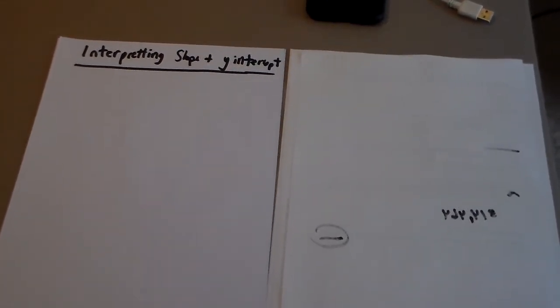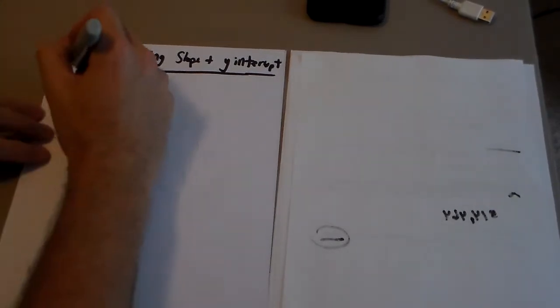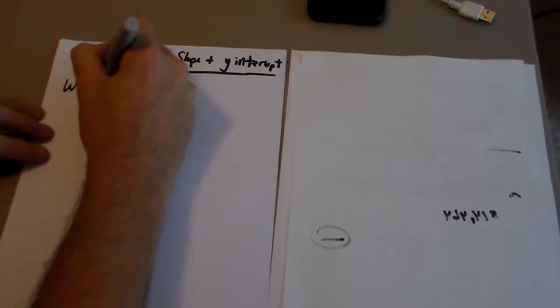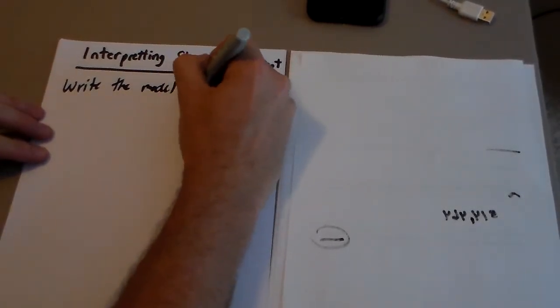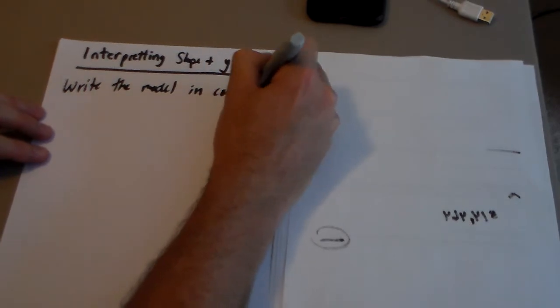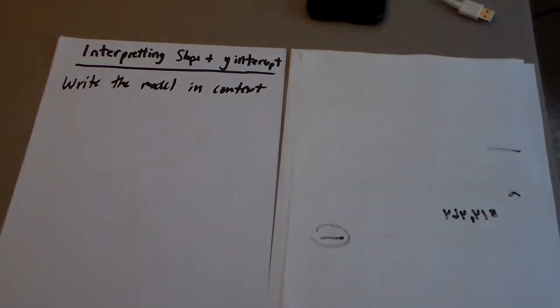All right, guys, so here we go. Interpreting slope and y-intercept. So what you have to do when you do this is you have to write the model in context. So please write this into your notes. I think it's going to be helpful.